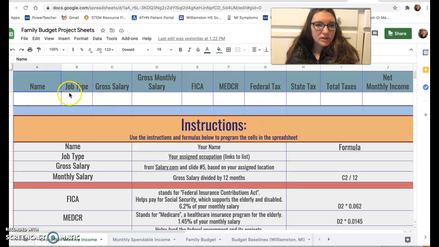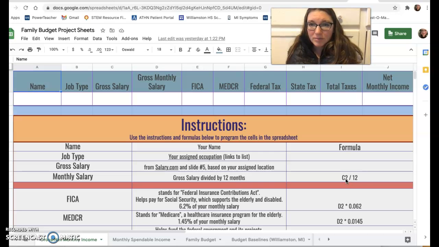Your name, your job type that was assigned to you, your gross salary from salary.com, adjusted for the place that you live in, and then this is where the formulas start coming in. Your gross monthly salary is going to be this one divided by 12, and you can see that formula here. Just so you know, I always put spaces in between my numbers to make them easier to read, but you don't have to do that. Excel or Google Sheets does not need the spaces in between.